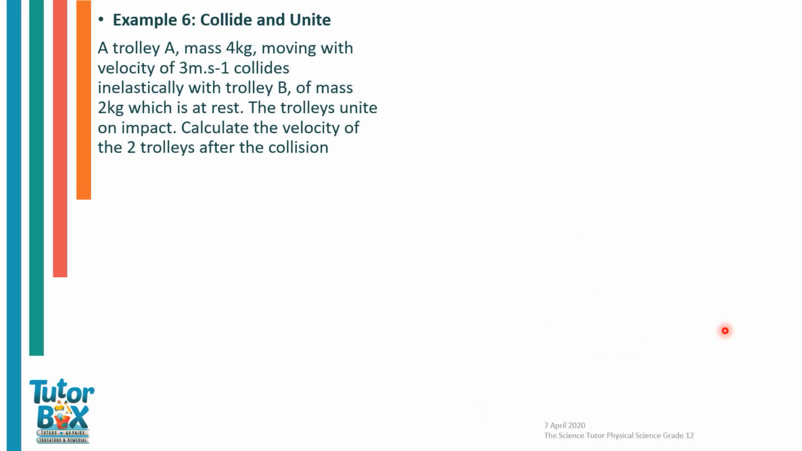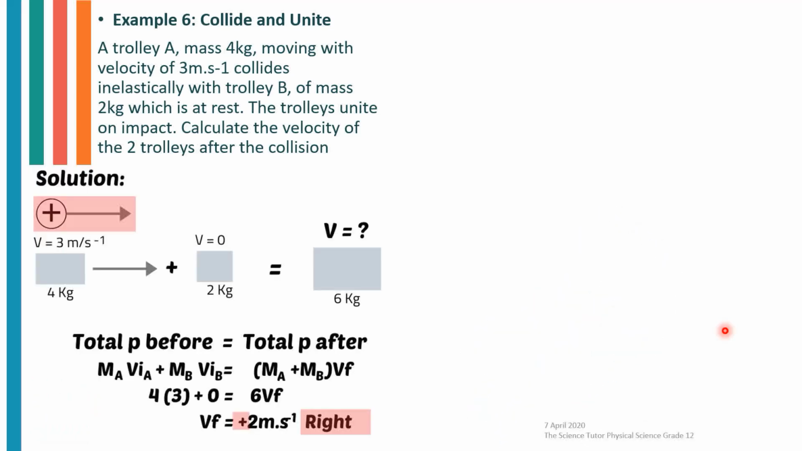We're going to take the right again as positive. So we know the 4 kilogram trolley is moving at 3 meters per second to the right, and we know that the 2 kilogram trolley has a 0 velocity. Afterwards, they become 6 kilograms and we don't know the velocity.